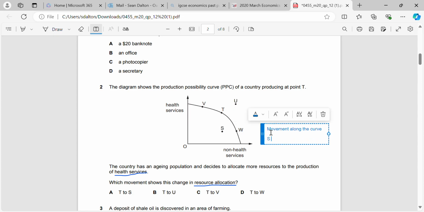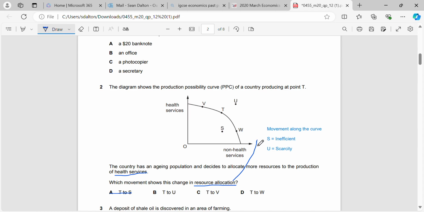So S, for example, is not going to be relevant here because that's inefficient use of resources, and U is not going to be relevant because it's unattainable. We may want to make this much, but we don't have the resources available to do it. So then we just simply need to show our change between non-health and health. So T to S does not apply because S is inefficient, and we know that resource allocation is always a movement along the curve. T to U again doesn't apply.